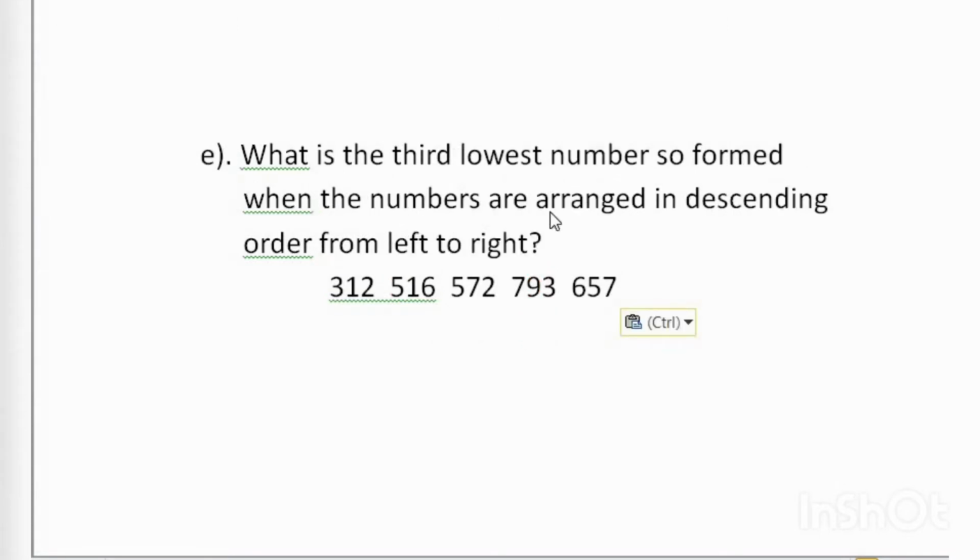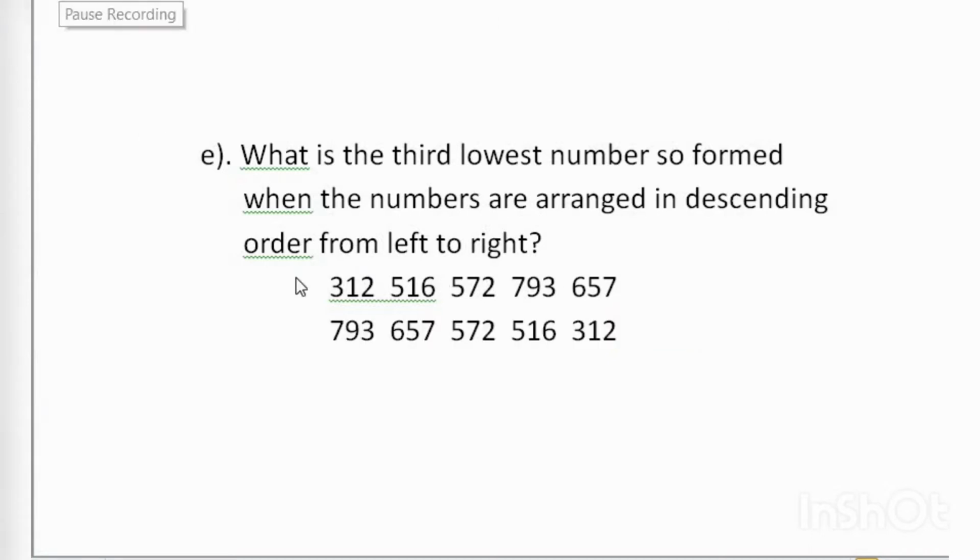Next question, what is the third lowest number formed when the numbers are arranged in descending order from left to right? Descending order means from largest to smallest, right? So 793 is the largest number and 312 is the smallest number. Now what is the third lowest number so formed after doing this? So which is the third lowest number? It is 572. The corresponding number, the right number, is 572. So the answer is 572.